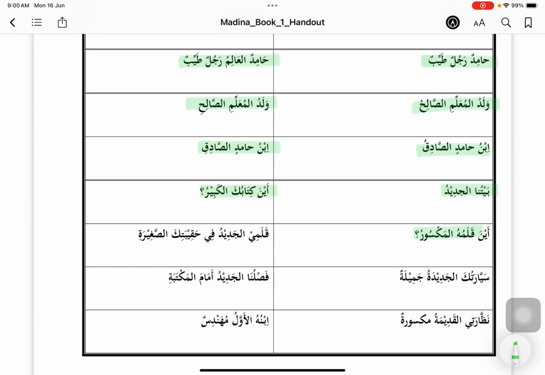Aina qalamuhul maksuru. Where is his broken pen? So qalamuhu is his pen. Al maksuru is going back to the pen, qalamu.